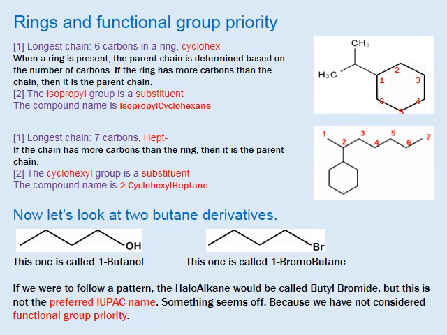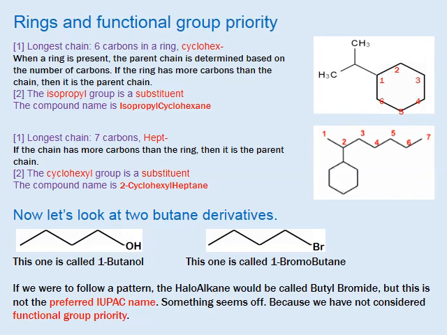A parent chain may not include both cyclic and non-cyclic components. When both are present, priority must be assigned to one of them. When a ring is present, the parent chain is determined based on the number of carbons. If the ring has more carbons than the chain, then the ring is the parent chain.